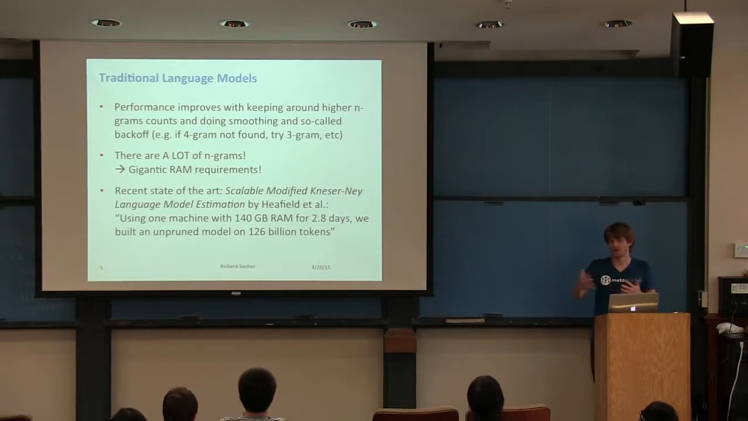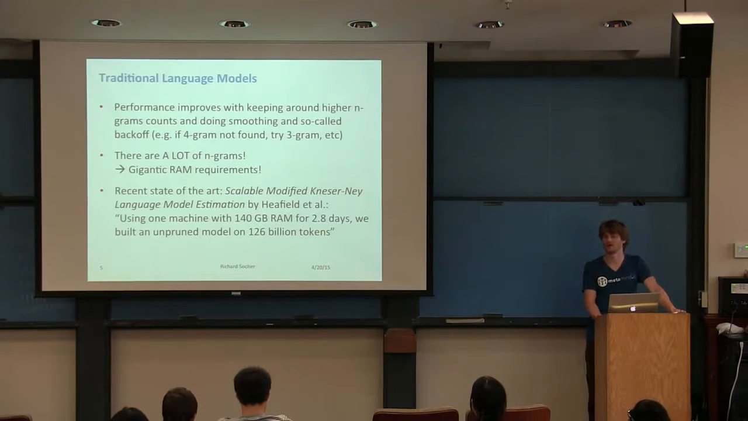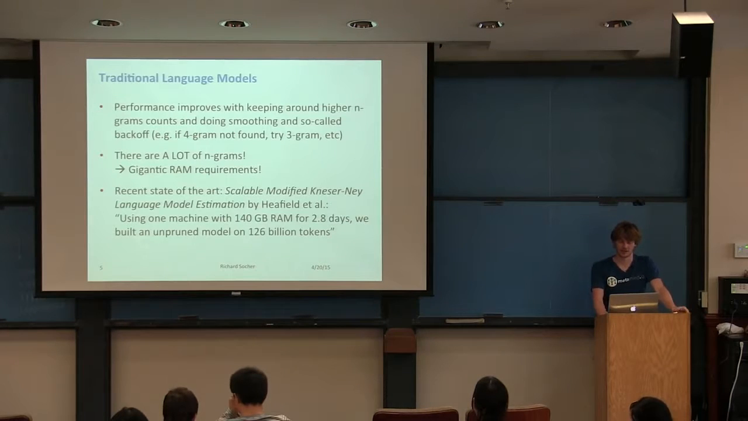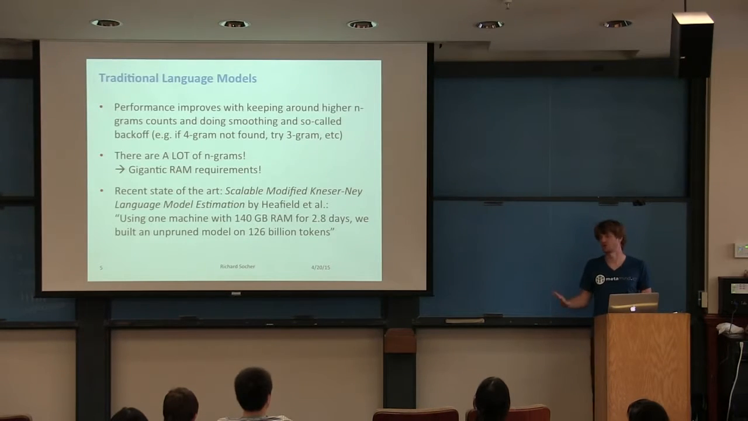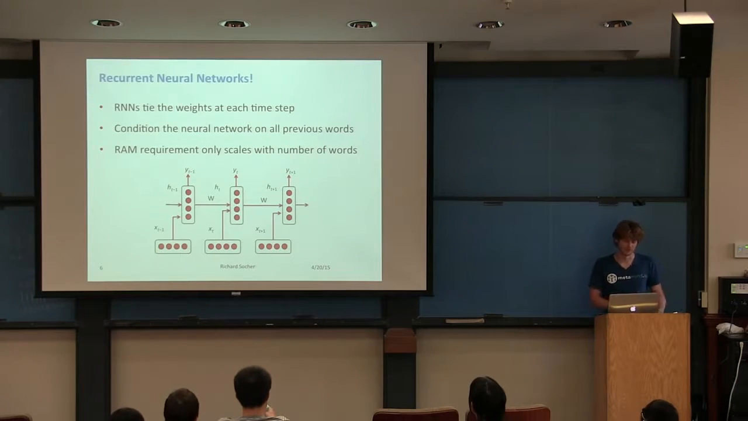So, of course, now if you wanted to actually run your language model on your phone, for instance, that would just not work, right? It's impossible to keep around all those counts as your corpus gets larger. But ideally, you want to train on larger corpora. The larger your corpus is, the better you can estimate what constitutes a reasonable phrase in the English language. So on the other hand, you have recurrent neural networks, which we'll go over now.